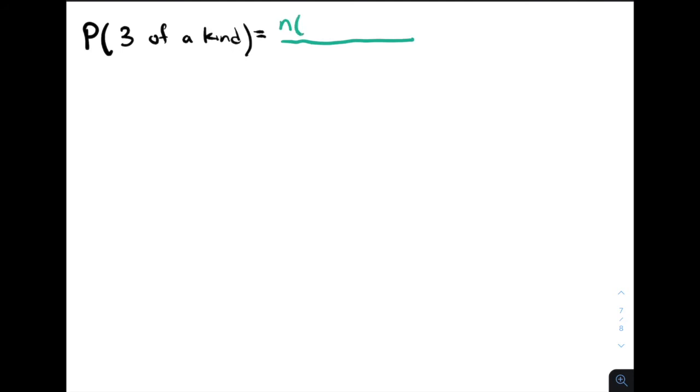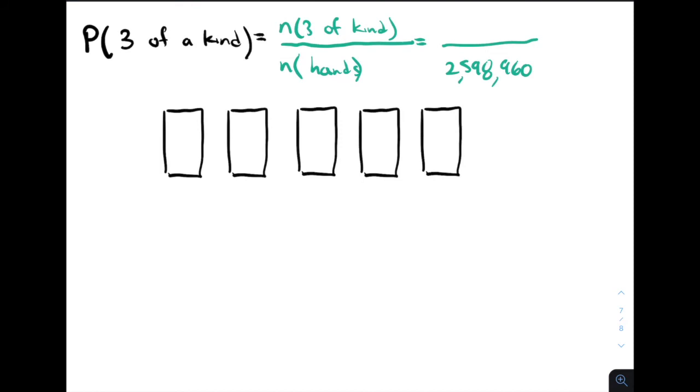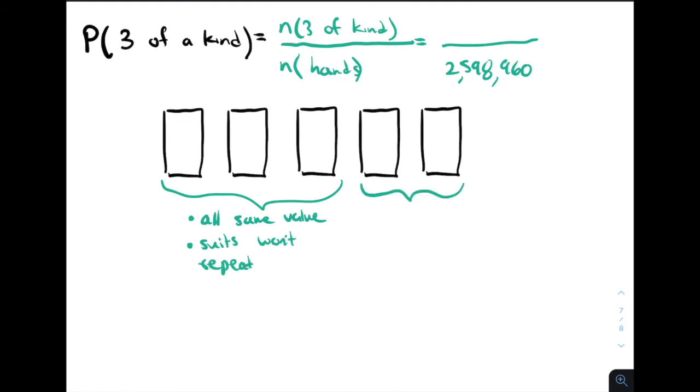We know this is the number of 3 of a kinds, or number of hands that include a 3 of a kind, divided by the number of hands, and that we've calculated the number of hands before to be 2,598,960. To calculate the number of hands that include a 3 of a kind, let's break down what our hand would look like again. Here, the first 3 are going to be all the same value, and the suits won't repeat. Our remaining 2 will be 2 different values. If they were the same value, it would be a full house, and neither are the value of the 3 of a kind. Because they're different values, the suits can repeat.